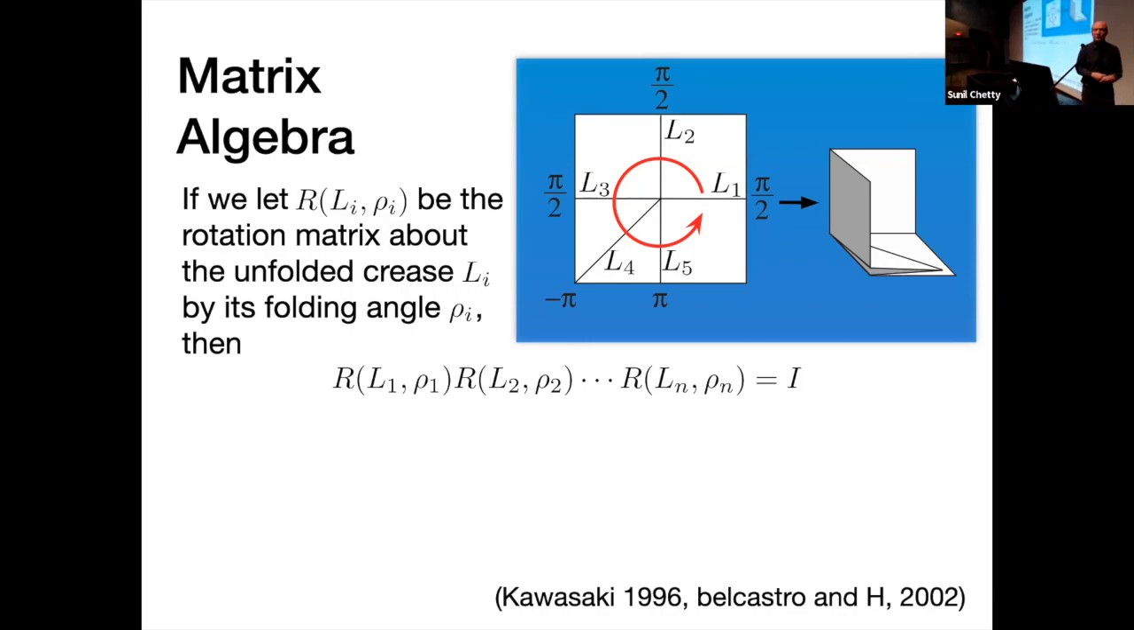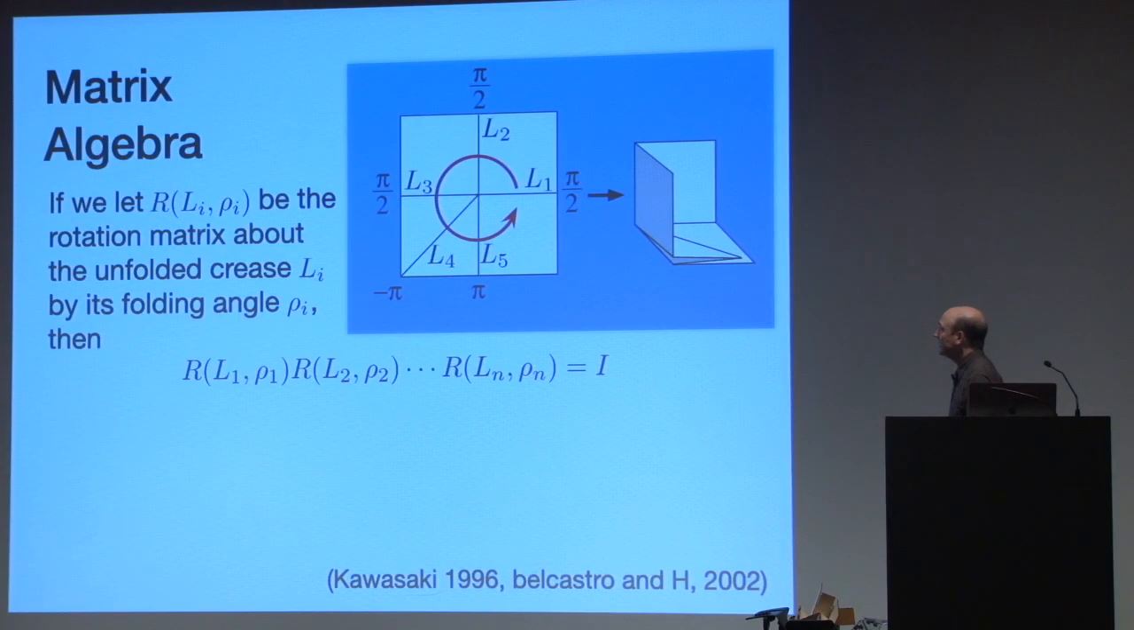So what is this equation? This equation is a matrix equation. Each element of this is one of those 3 by 3 matrices. So I'm using the notation R of L_i, rho_i. I'm labeling the creases L1, L2, L3, whatever. And R of L_i, rho_i is the 3 by 3 rotation matrix that will rotate about the line L_i going through the origin by angle rho_i.